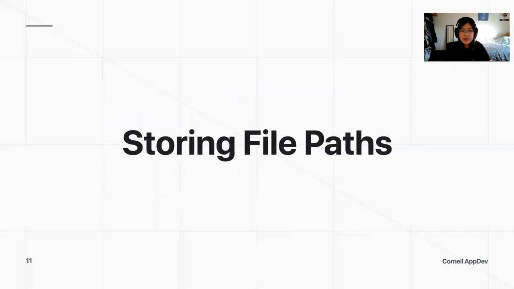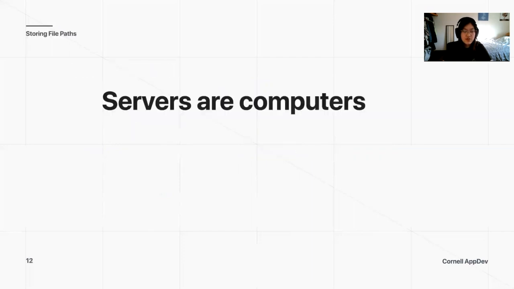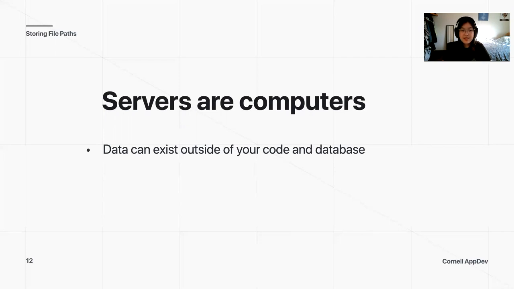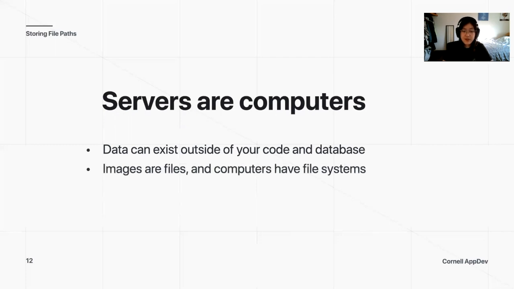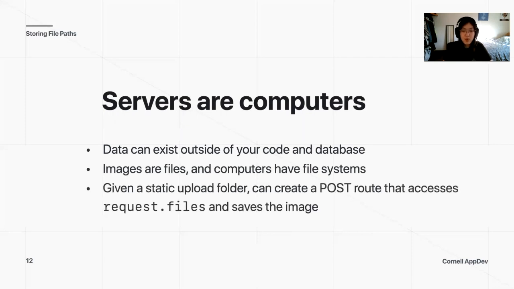All right, so why don't we try a different technique? Why don't we store the file paths of the image? So let's just have a quick reminder that servers are computers. Even when you deploy your code to a remote server, that is also a computer, just handled by some other third party, like Google. So data, of course, can exist outside of just your code and your database. And images are files, and your server and most computers have file systems. So why not just save the image on your server, in the file system, and then have some sort of reference to that image, aka a file path?